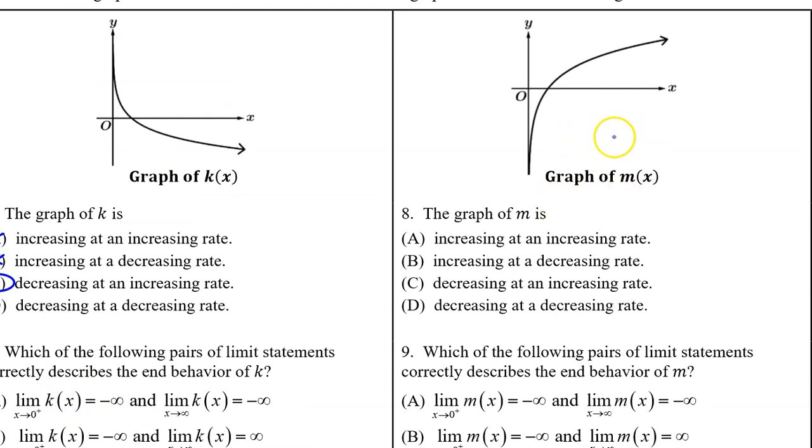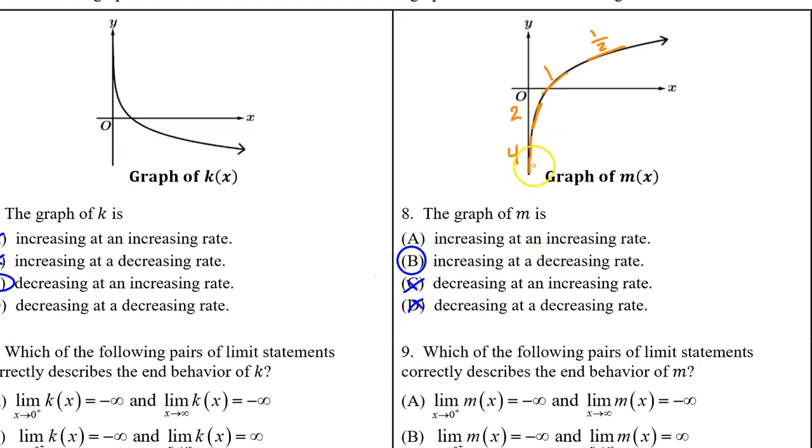Now let's switch to the graph of m of x and answer all of those same questions. So is the graph of m increasing or decreasing, and is the rate increasing or decreasing? From left to right, m of x is rising. So we know that m is increasing. So it's not going to be C or D. What about the rate? The quickest thing to do is to go by concavity, like I mentioned before. This curve is concave down, which tells us that we are talking about a decreasing rate. So that's the fastest way to realize that B is the answer.